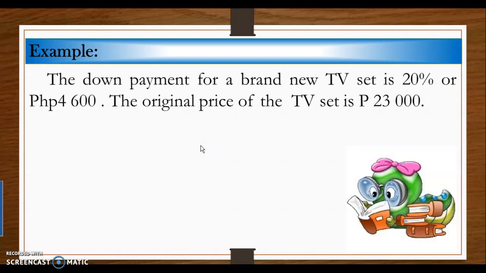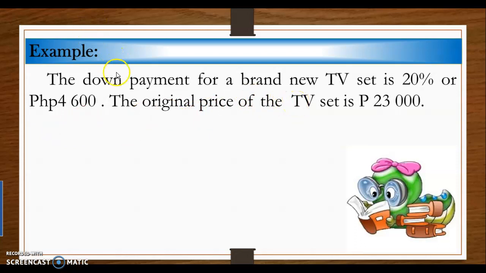Next. Sometimes the situation is not only one sentence. It's actually a paragraph like this one. So, the down payment for a brand new TV set is 20% or 4,600 pesos. The original price of the TV set is 23,000 pesos.